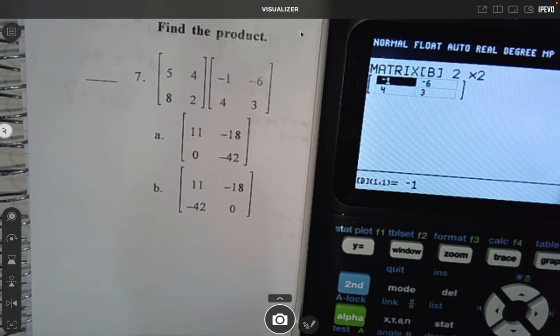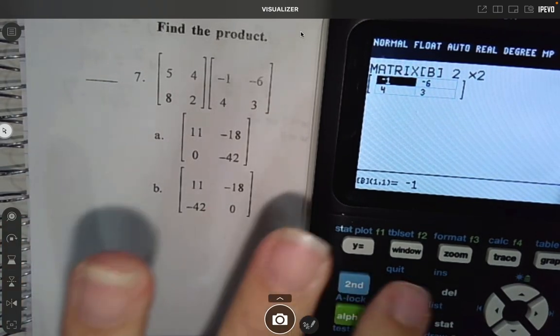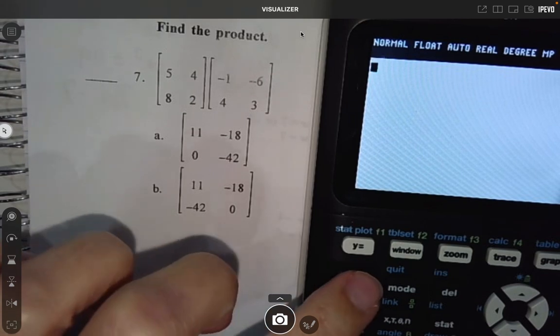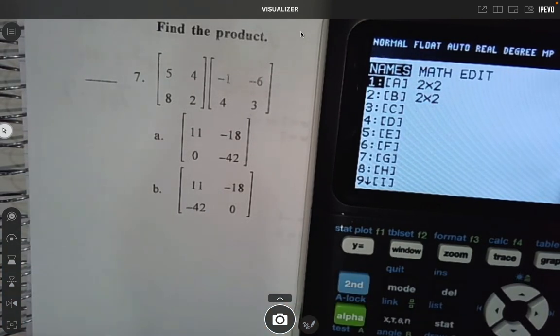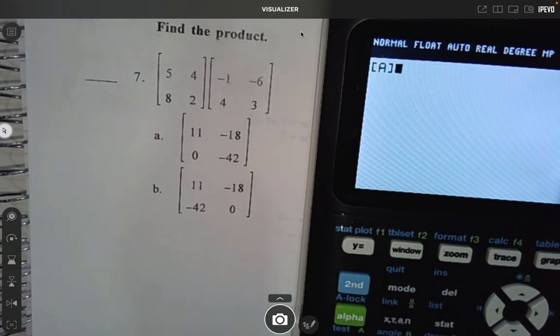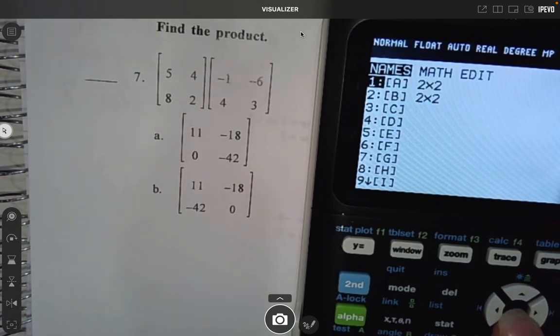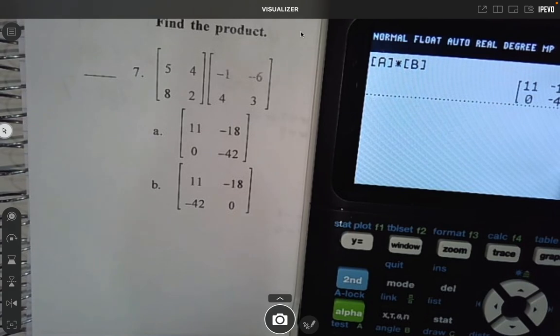Is everybody with me? So then we'll quit all that, and then we'll say matrix A times matrix B. So I press second matrix, and I select that one. I press enter, times, same steps. Second matrix, and go down to B. And then there's your answer, which is A. Okay.